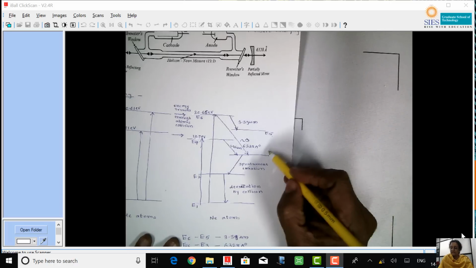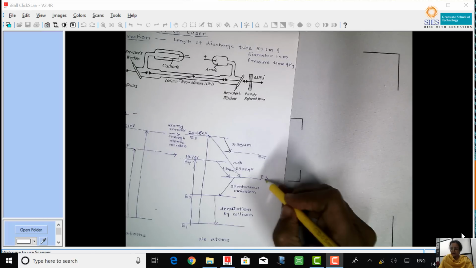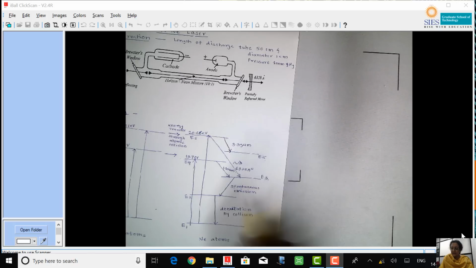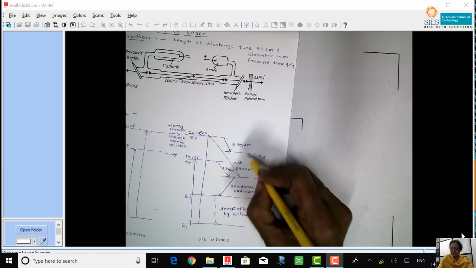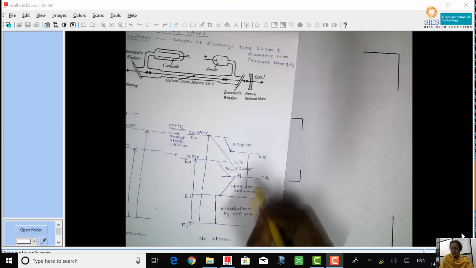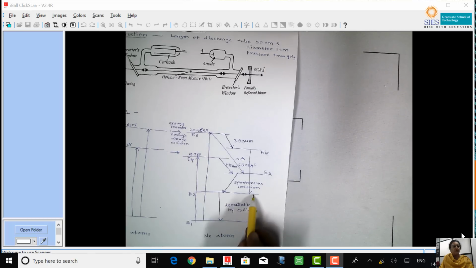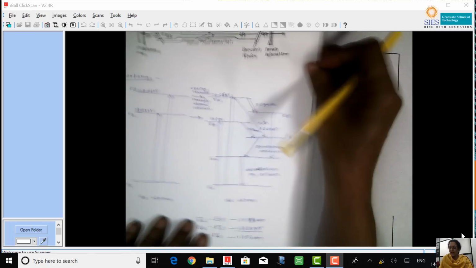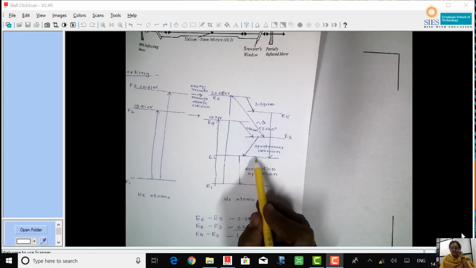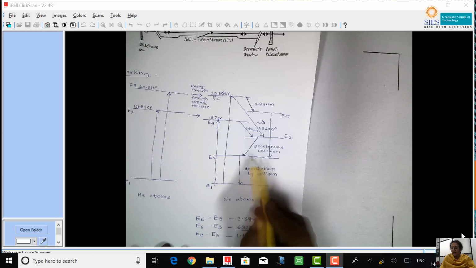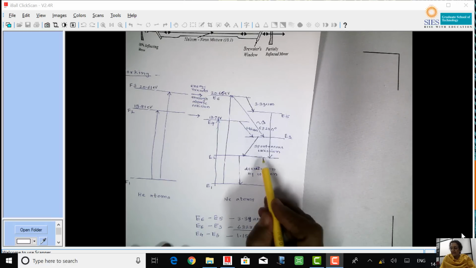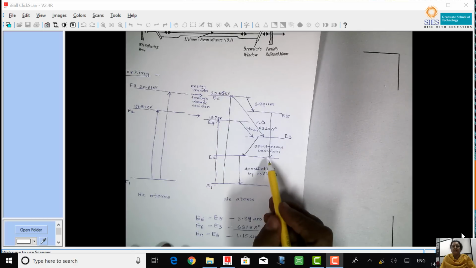Now atoms from E5 and E3, from these two energy levels, will come down to energy level E2. One is this transition, second is this transition. So atoms will come down to energy level E2 by spontaneous emission, and this E2 again is a metastable state. So again atoms will get accumulated in this metastable state E2, but it is not a ground state energy level. It has certain energy, a little energy above the ground state energy level.